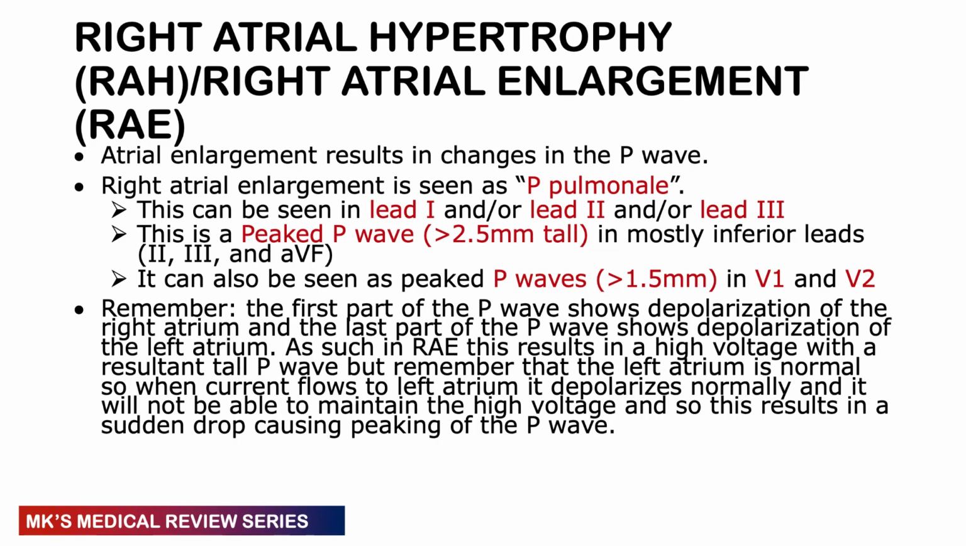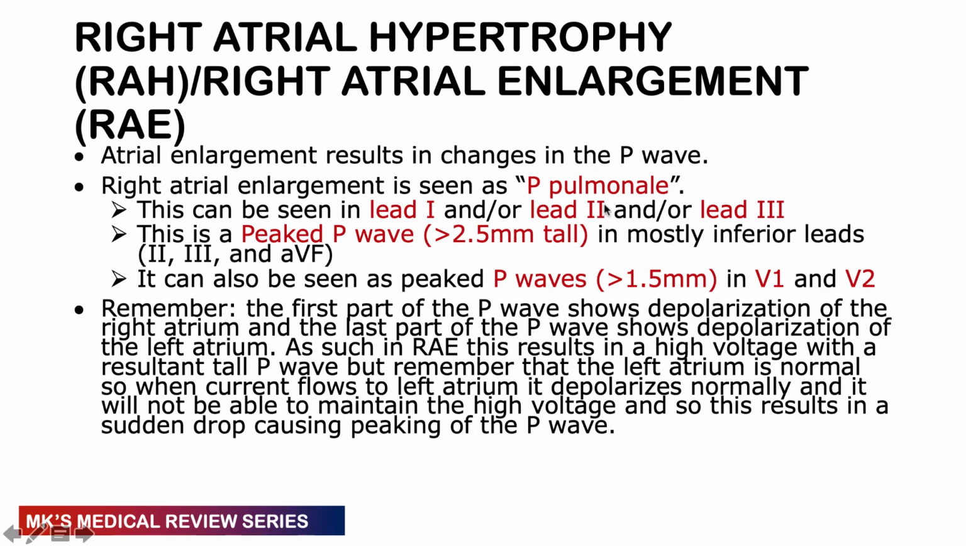So like I said, remember your first part of the P wave is going to show you depolarization of the right atrium, and the last part of your P wave will show you depolarization of the left atrium. So if someone has a right atrial enlargement, they're going to have a high voltage that is going to cause these very tall P waves, and remember that the left atrium is going to depolarize in a normal fashion. And if the left atrium depolarizes in a normal fashion, it means that it cannot conduct this increased voltage that it's going to be receiving from the right atrium. So there's going to be a sudden drop in the voltage. So this results in the peaking of the P wave, which is what we refer to as P pulmonale.